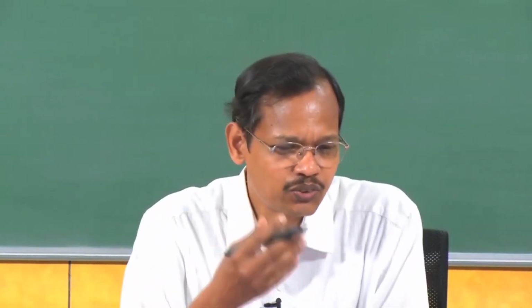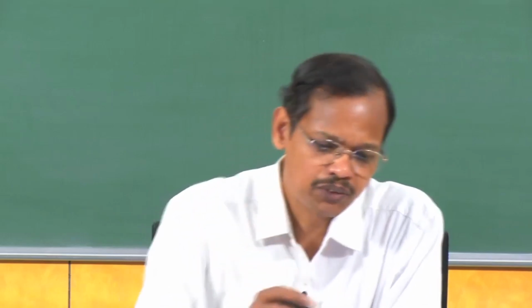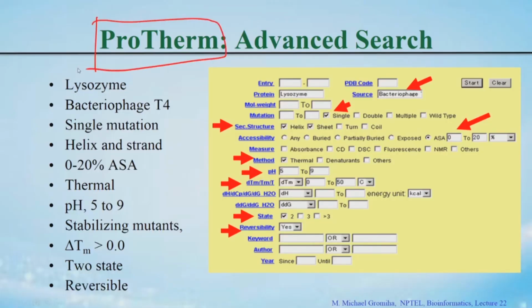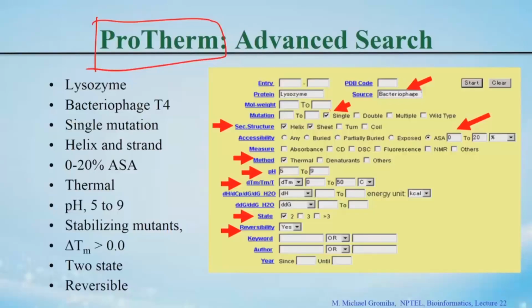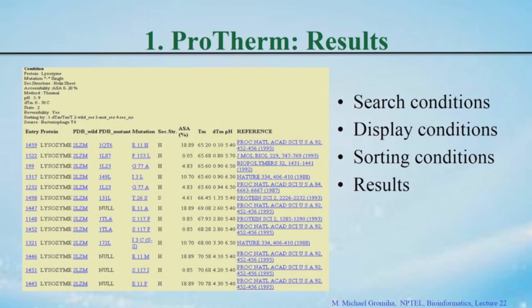So, how do we understand the factors which influence the stability? In this case we use the database. Which database contains the data? ProTherm contains the data. It has more than 25,000 entries and more than 12,000 or 13,000 single mutants. Now we can search this database based on various search options available. For example, you can select the mutation single and see different types of other options available in the database, and finally, you will get the data.